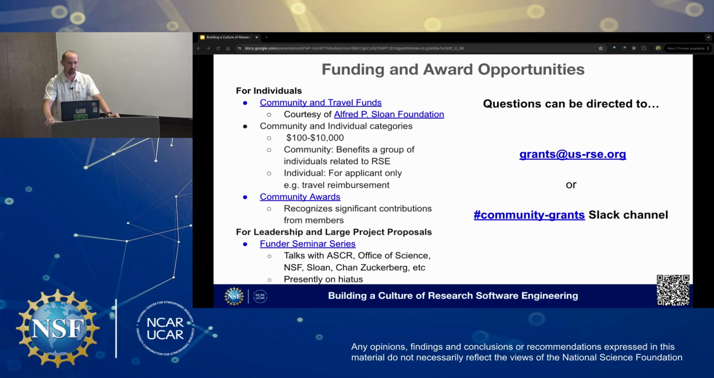So if you have any questions in that type of area, feel free to email the alias on the side, or you can join the Community Grants Slack channel that exists in the Slack itself.